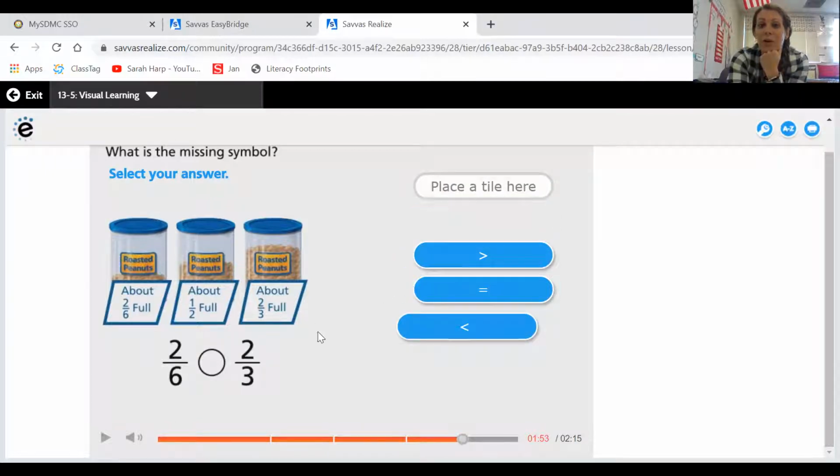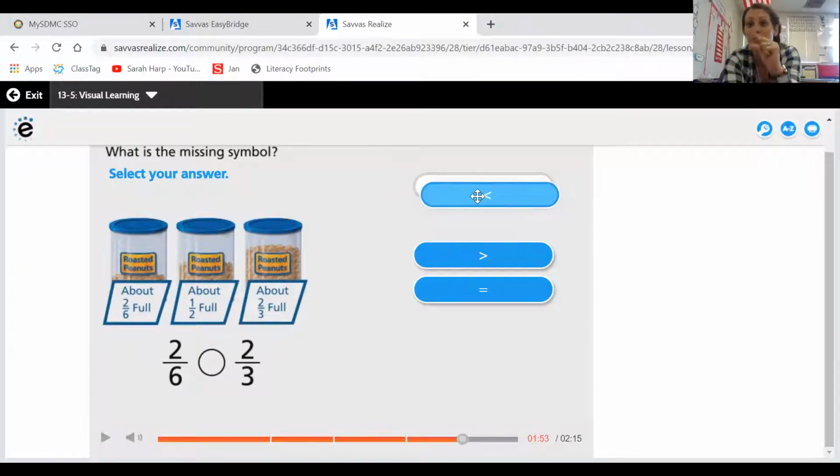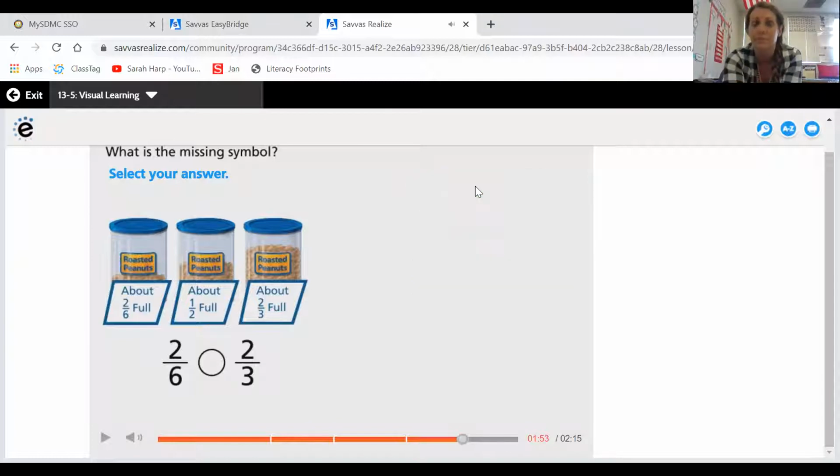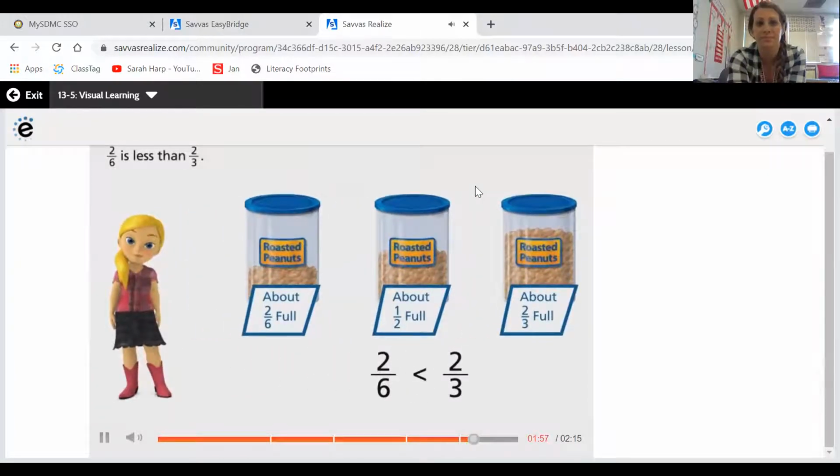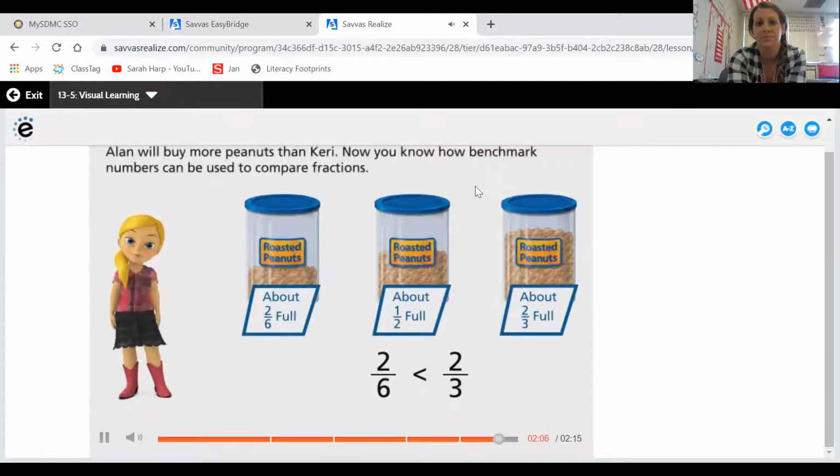The alligator mouth always eats the bigger number. So it's pointing this way. It's eating closer to 2/3, right? So let's see if we're right. 2/6 is less than 2/3. Remember, 2/6 and 1/3 are equivalent fractions. Alan will buy more peanuts than Carrie. Now you know how benchmark numbers can be used to compare fractions.